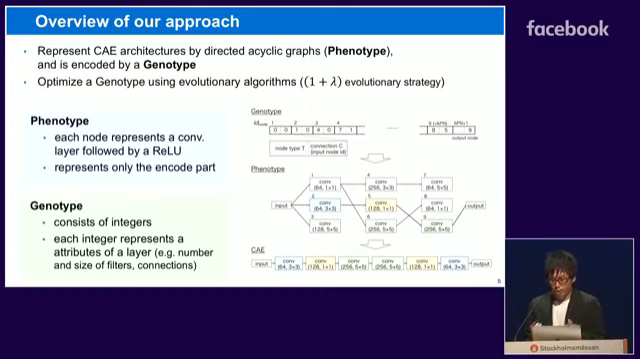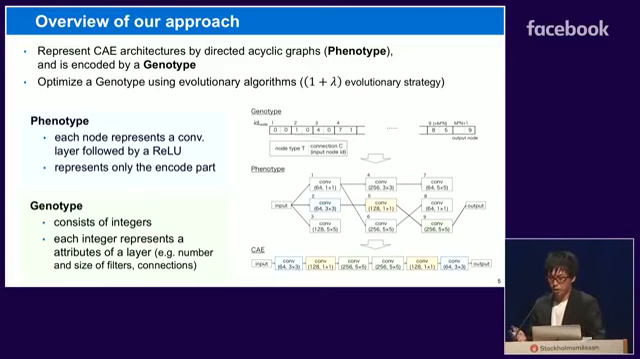Next, we will introduce our method. In our method, we represent CAE architectures by directed acyclic graphs, where each node represents a convolution layer followed by ReLU, and each edge represents a connectivity of two layers. The graph is called phenotype and is encoded by genotype in this work. A genotype consists of integers, and each integer represents the attributes of a layer, such as the number and size of filters and connections of each layer. And this figure shows an example of genotype, a phenotype, and corresponding CAE architecture.